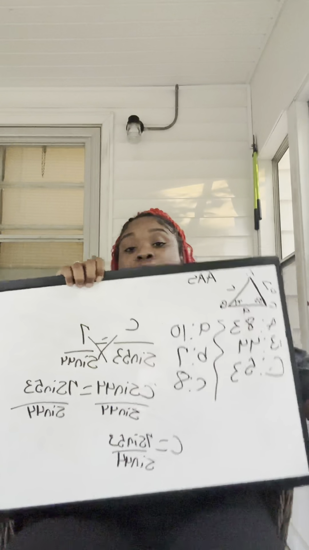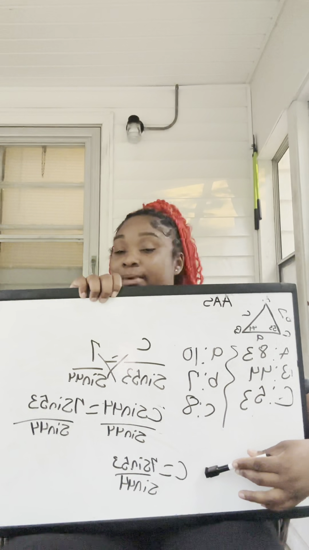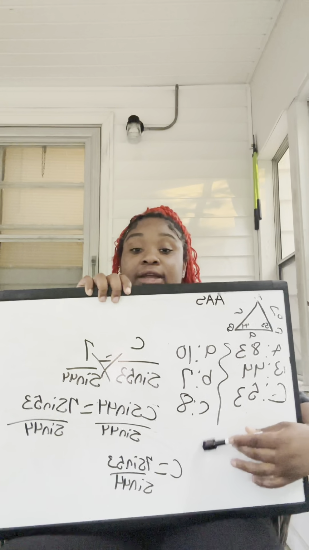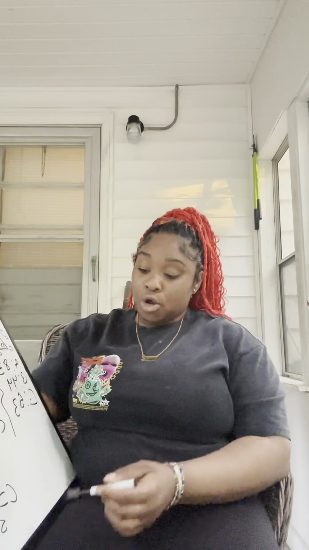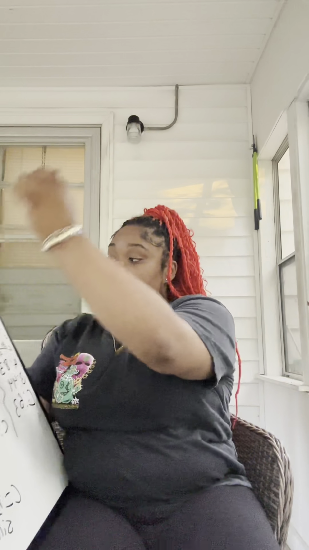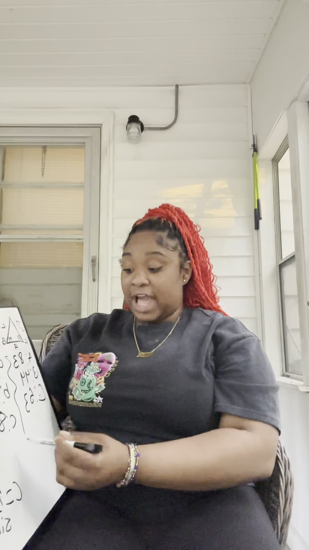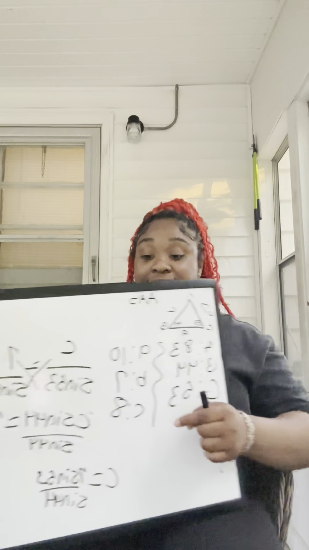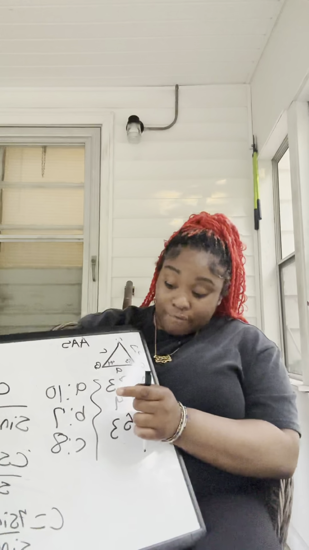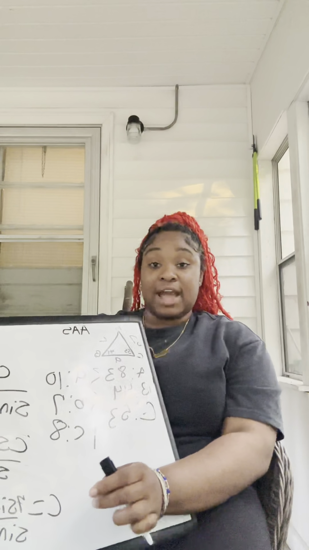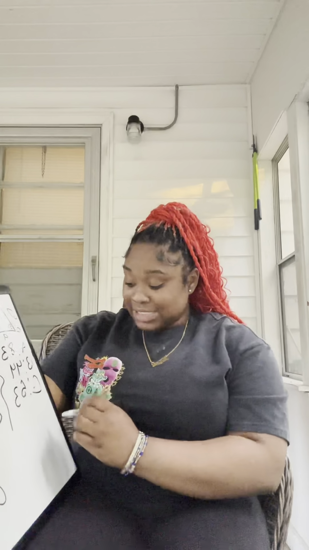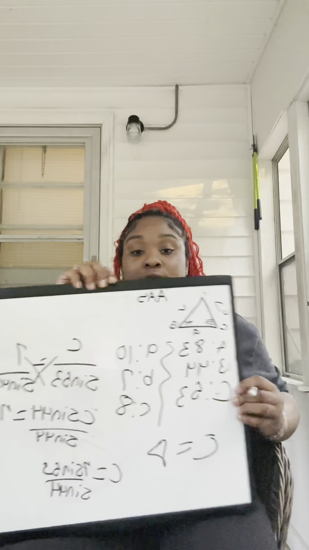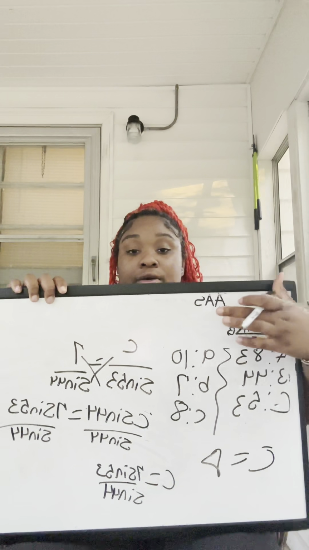Now, a lot of you may stop here, but no, that's not the answer. If you leave this answer, that's probably going to be half credit. So, when you put 7 sine 53 over sine 44 in a calculator, you should have gotten 8. So now, side C equals 8. That's how you do an angle side.